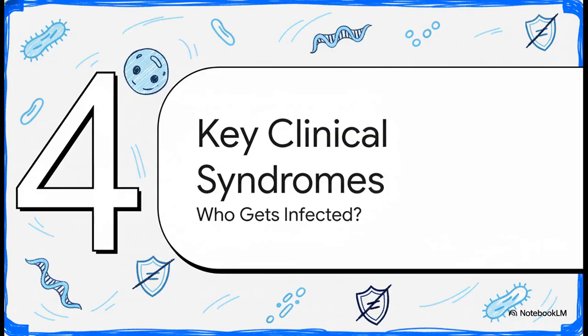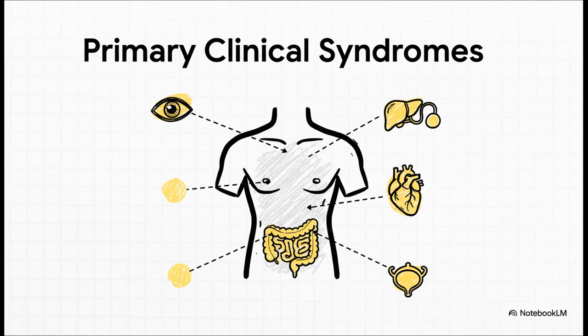Okay, so let's switch gears. We've moved from the bench, now we're heading to the bedside. We know how to identify it, but what kind of trouble does this bug actually cause in the real world? And who are the patients getting these infections? Well, bacteremia is by far the most common thing we see, and there's a really strong link to problems with the liver and the biliary system.